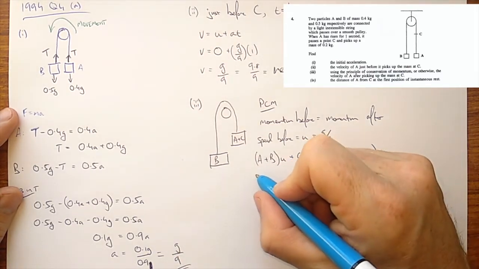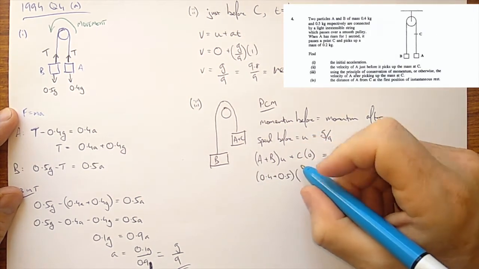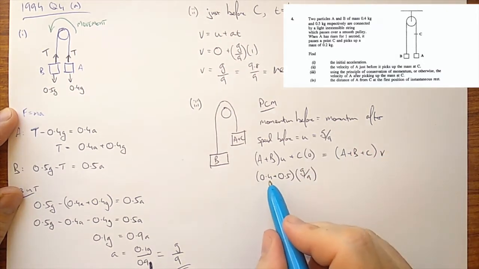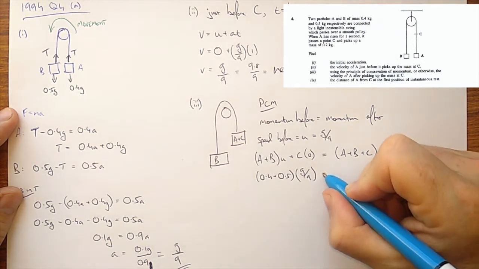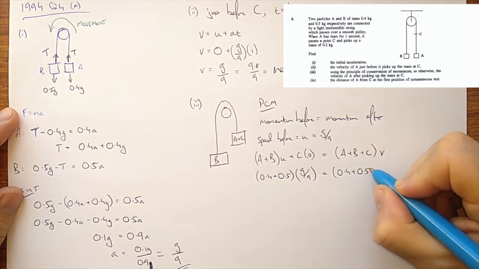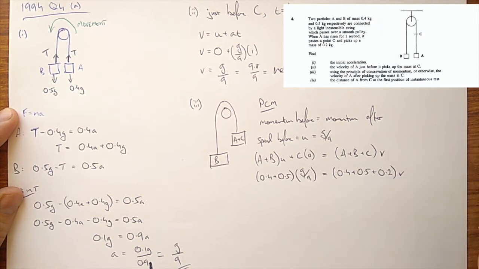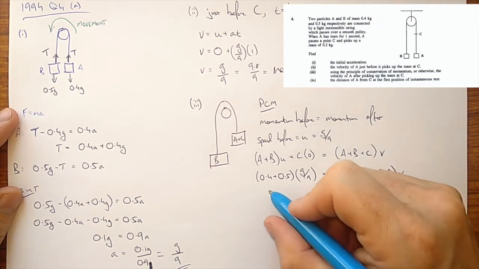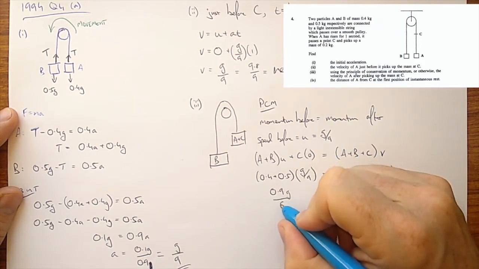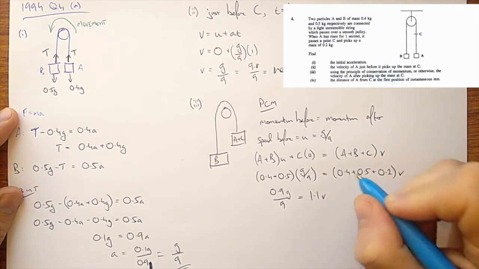A and B are 0.4 plus 0.5 times g over 9. I'm now rather glad I've gone back to the fraction because I see that's going to be a 0.9, and that equals all of these guys together, 0.4 plus 0.5 plus C, we'll double check it now, is 0.2 by our unknown V. Okay, so 0.9 g all over 9 equals, add all these guys up, 1.1 V.